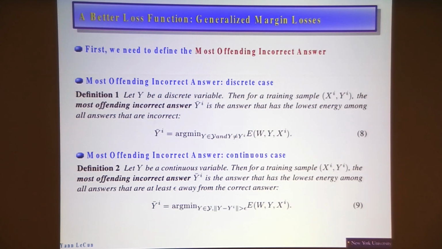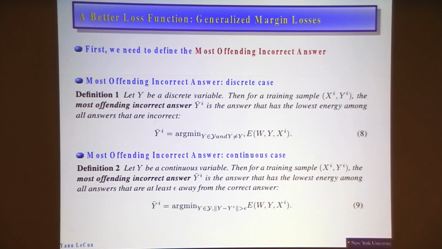Here is a slightly more interesting concept. It's the concept of generalized margin loss. This is a situation where you want to avoid the energy function being completely flat, and you want to make sure that there is at least some difference between the energy of the correct answer and the energy of the incorrect answers. The way to do this is to introduce a concept that I call the most offending incorrect answer.